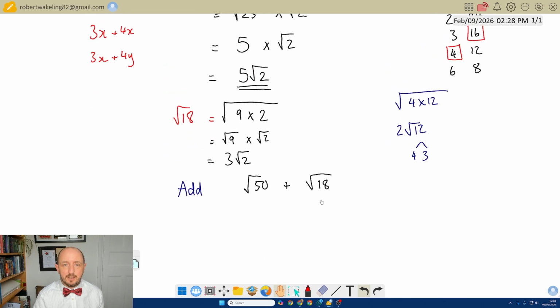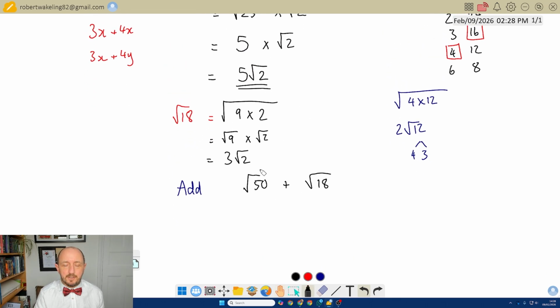So when we simplified them, the root 50 became 5 root 2, and the root 18 became 3 root 2. Well, now these are the same square root. The root 2 is the same. It's like 5x plus 3x. So we can make that 8 root 2's.